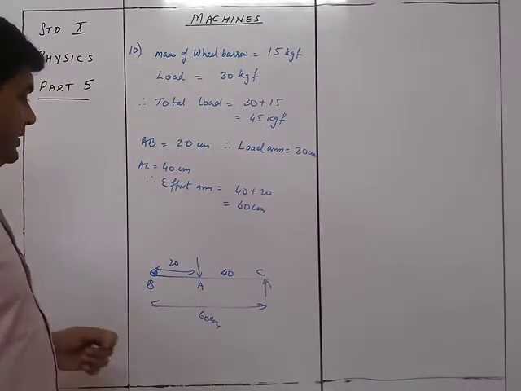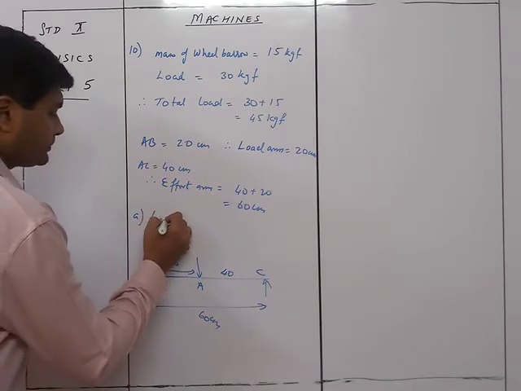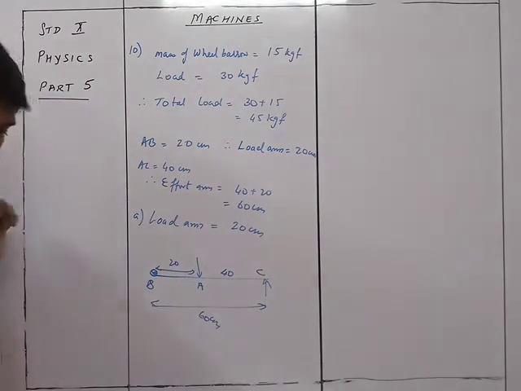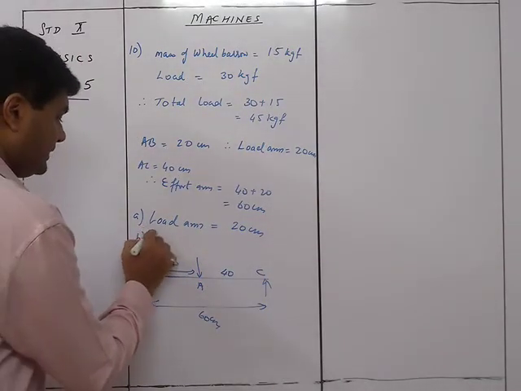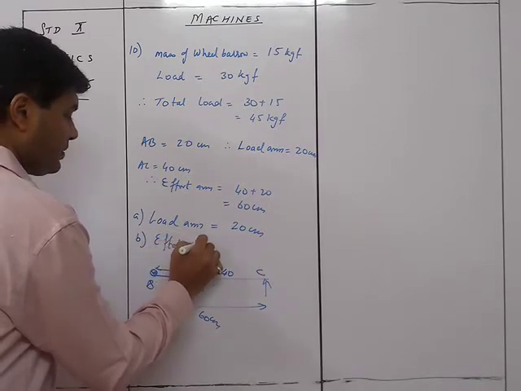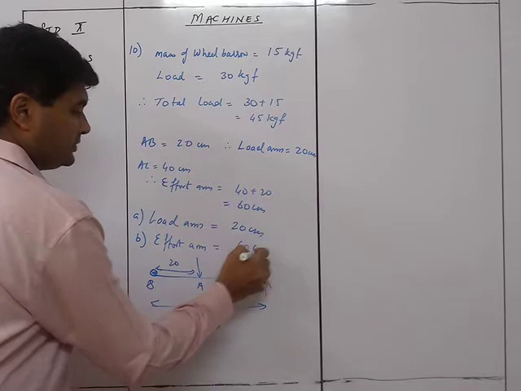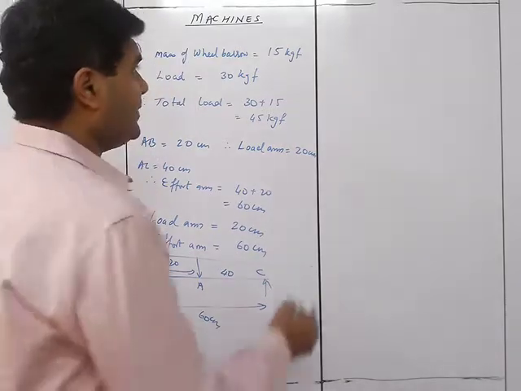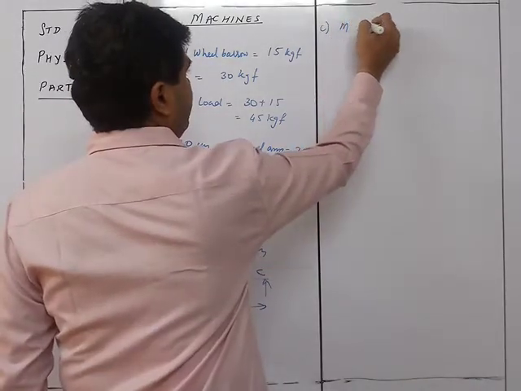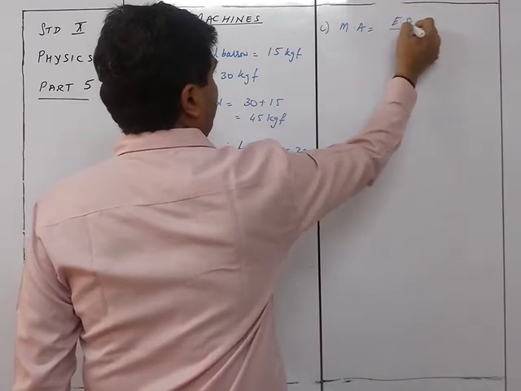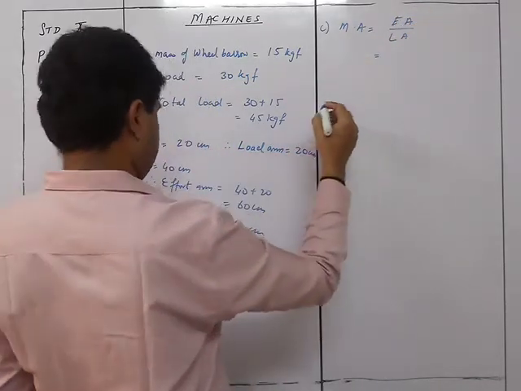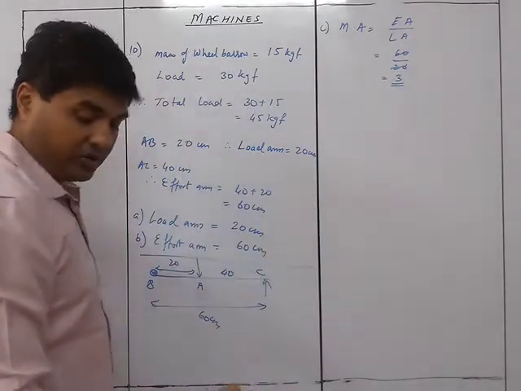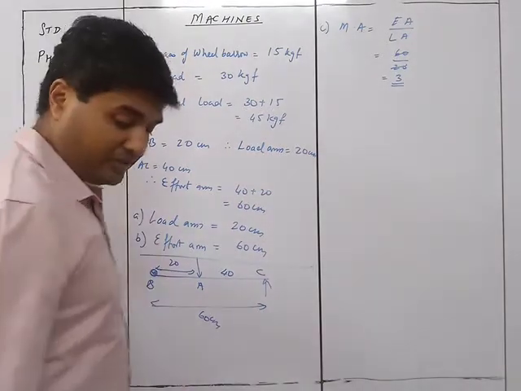So you need to find out the different values. The first one is load arm is equal to 20 centimeters. Second is effort arm. So part B is effort arm, that is 60 centimeters. That is what we got from here. The C part is the mechanical advantage. So MA is equal to effort arm upon load arm. So effort arm is 60 upon 20, that is equal to 3. Mechanical advantage is 3, it has no units.